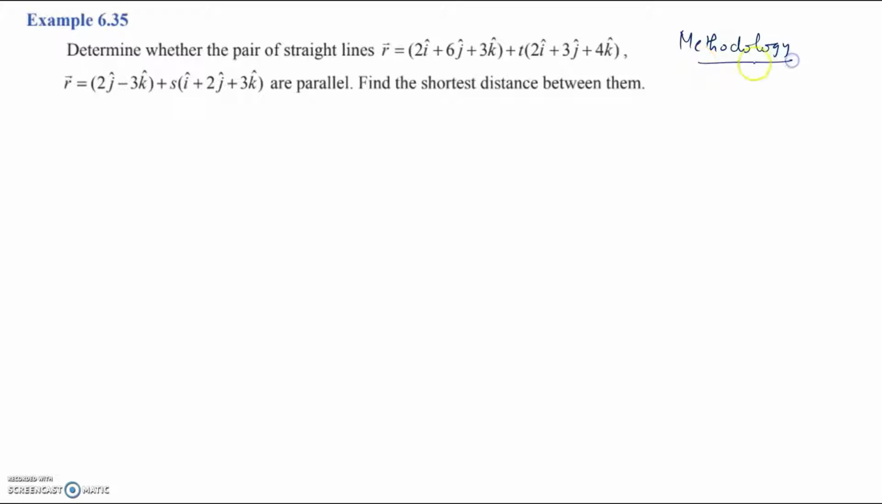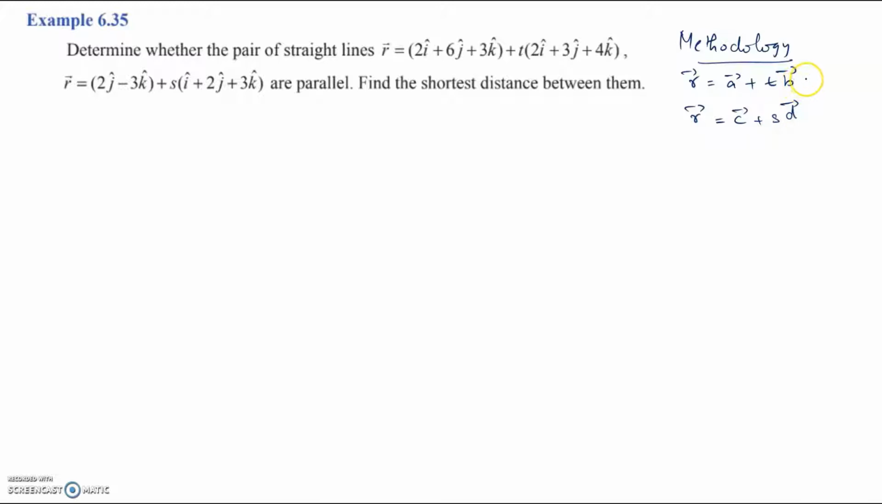So we'll see the methodology and then we will actually solve the problem. The methodology is we will rewrite this equation as r vector is equal to a vector plus t b vector, and the second line as r vector is equal to c vector plus s d vector.